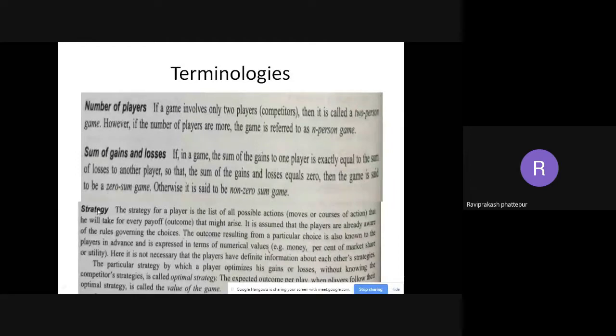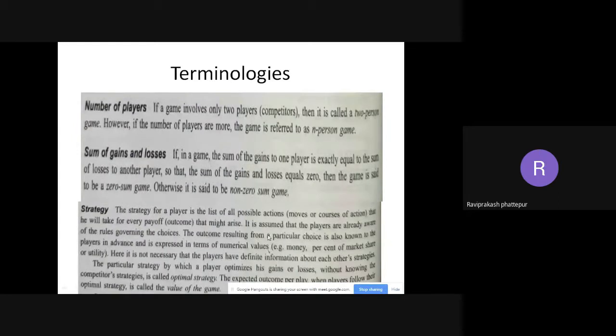So next comes strategy. The strategy for a player is the list of all possible actions that he will take for every payoff. That means there are different sets of options for him to choose from. What strategy, what option he is going to use, that is one of the strategies. So it is the list of possible actions out of which he takes. Those are called different strategies. So strategy is one way in which he is going to take a decision.